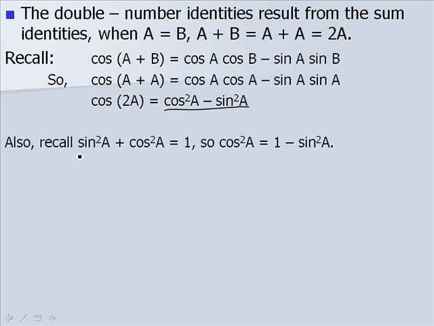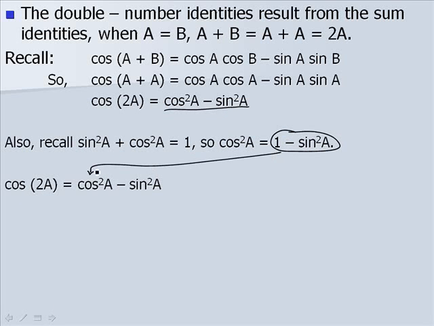Now let's also recall our Pythagorean identity, sine squared of a plus cosine squared of a equals 1. If we solve this for cosine squared of a, we get 1 minus sine squared. So in the identity that we just found, if we substitute 1 minus sine squared of a in where cosine squared is, we have the following, and when we evaluate it out, we get 1 minus 2 sine squared of a, which is another double number identity for cosine of 2a.